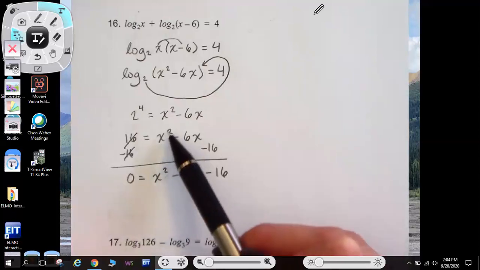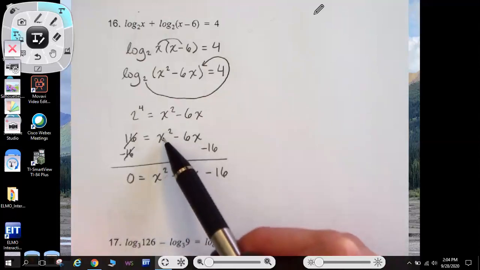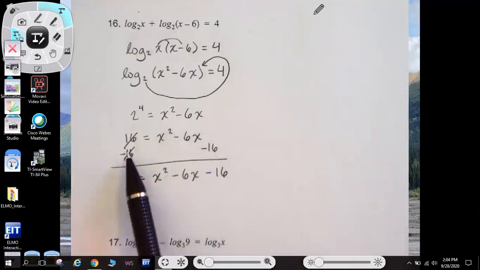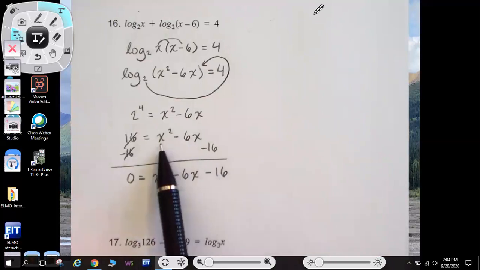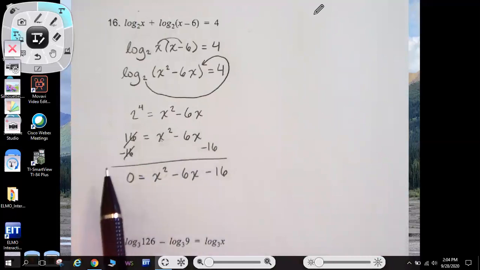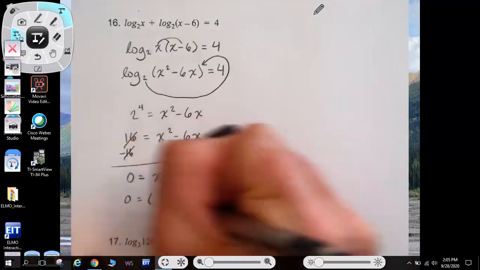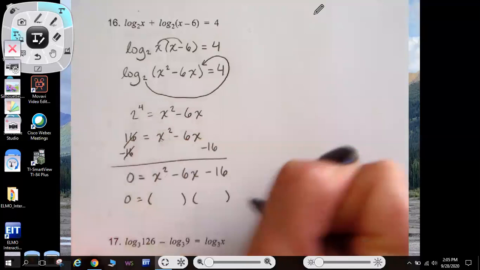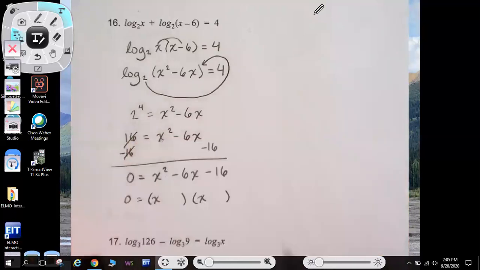So since my x squared term was already positive, I know that's the side that I want everything to be on, which is why I subtracted the 16 from both sides instead of moving these two terms to the other side, because then that would make my x squared a negative x squared, and you can't factor unless it's a positive x squared. Okay, so now we're ready to factor. We factor into two sets of parentheses, and we know that x goes in the front of both of those.